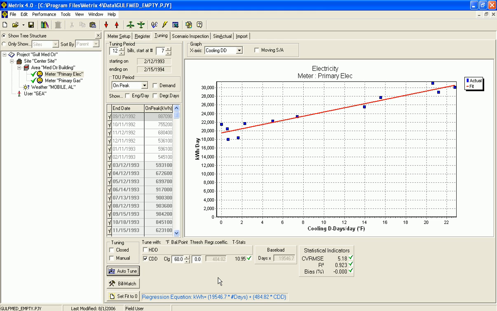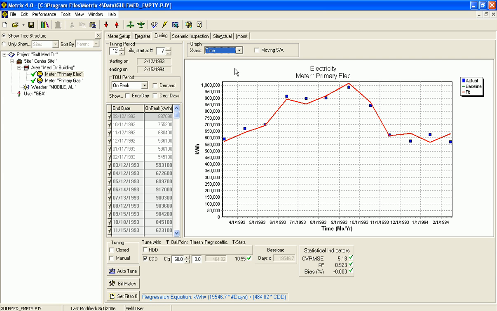Now let's see how well our best fit line matches our bills from our tuning period. To do this, I'm going to change the x-axis of our graph to time. And we can see that our best fit line matches our bills very closely.